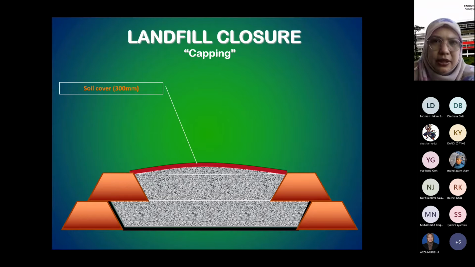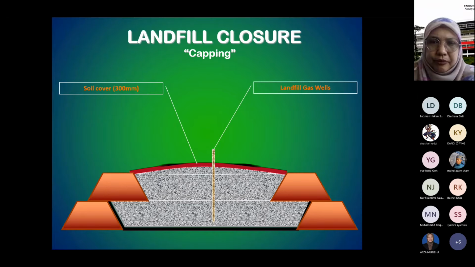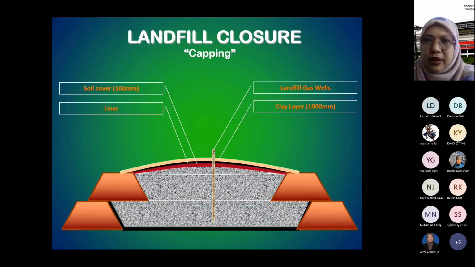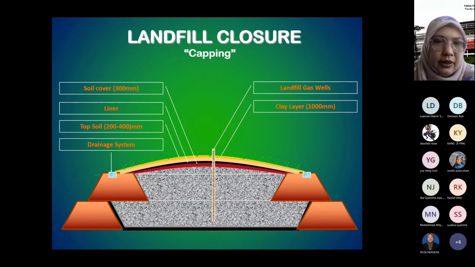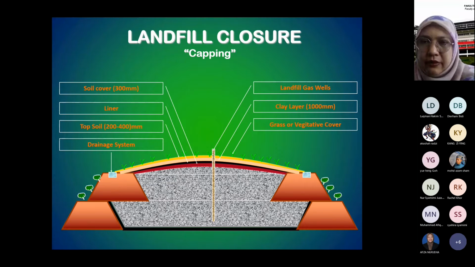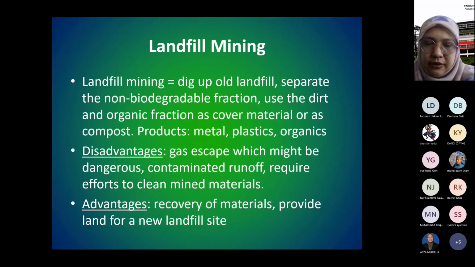Okay, so this is a landfill closure. What do they have? They will have a soil cover, which is around 300 millimeter. They will have a top liner. Then gas wells here, and a clay layer of 1000 millimeter. They also will place topsoil on top of it. They have a drainage system at the sides, at the embankment, to collect surface water. They have grass and vegetative cover.